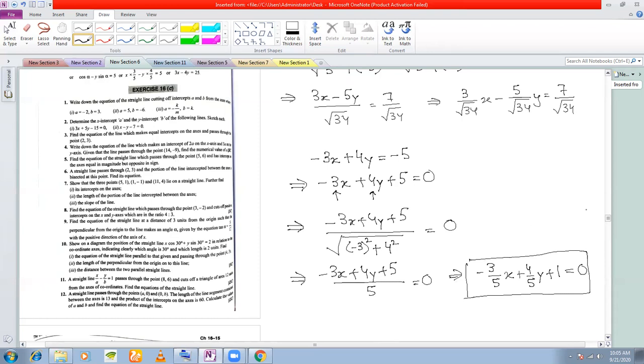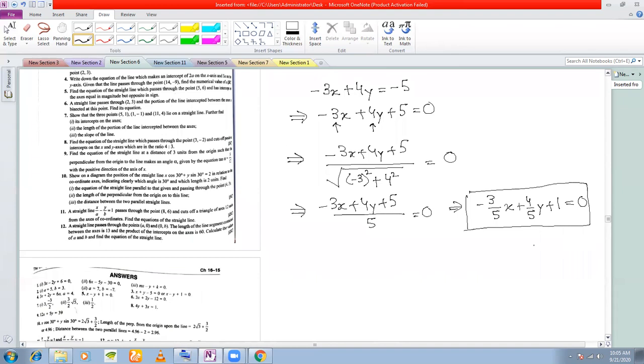Okay, so this is how you write equations from general forms to normal forms. Okay, let us see the first question here, number 8. Find the equation of the straight line which passes through the point (3, minus 2) and cuts off positive intercepts on the x and the y axis which are in the ratio 4:3.